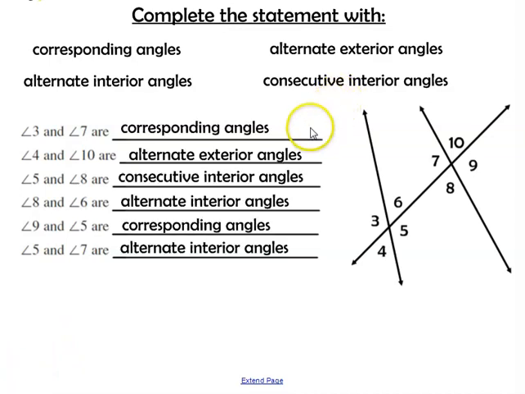Hopefully you got the first one corresponding, second one alternate exterior, third one consecutive interior, fourth one alternate interior, fifth one corresponding, and the sixth one alternate interior. If you got any of these wrong, make sure you go back to the 4 different sets of notes we wrote regarding these relationships of angle pairs and make sure you double check and you're certain of what each one means.